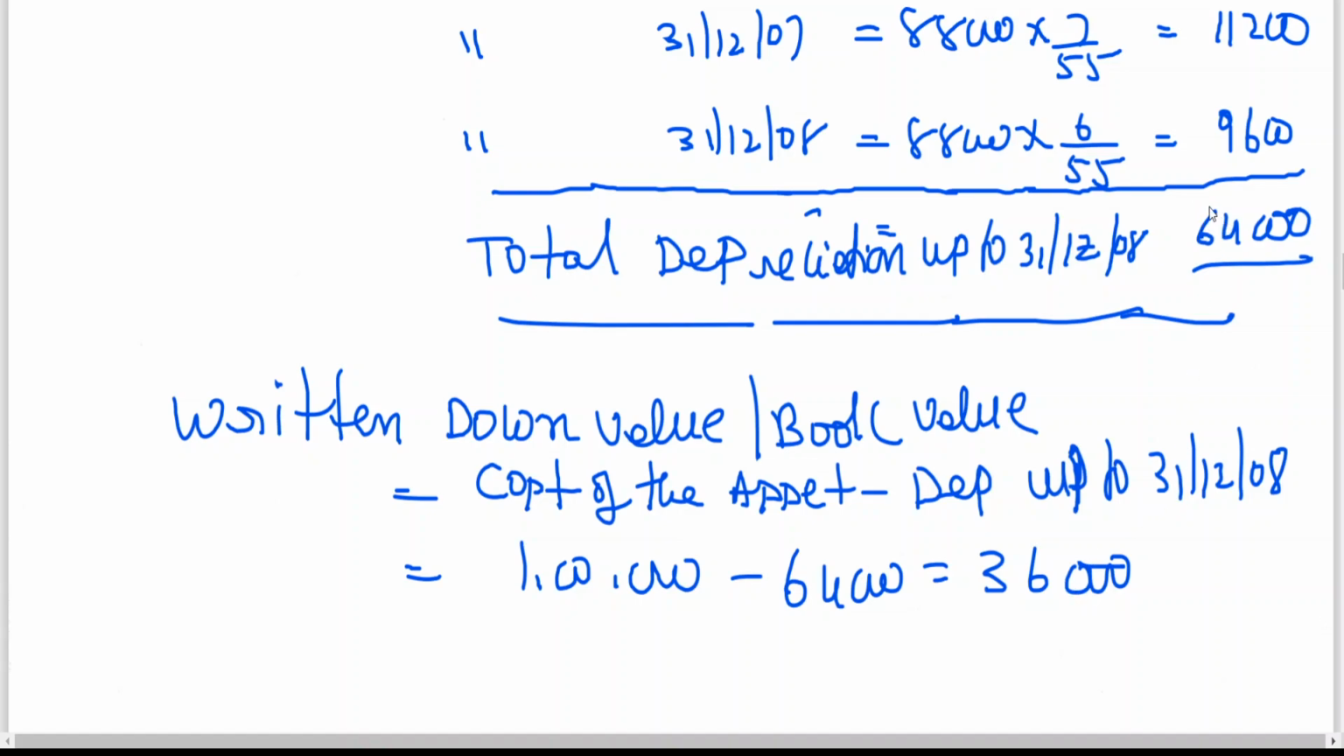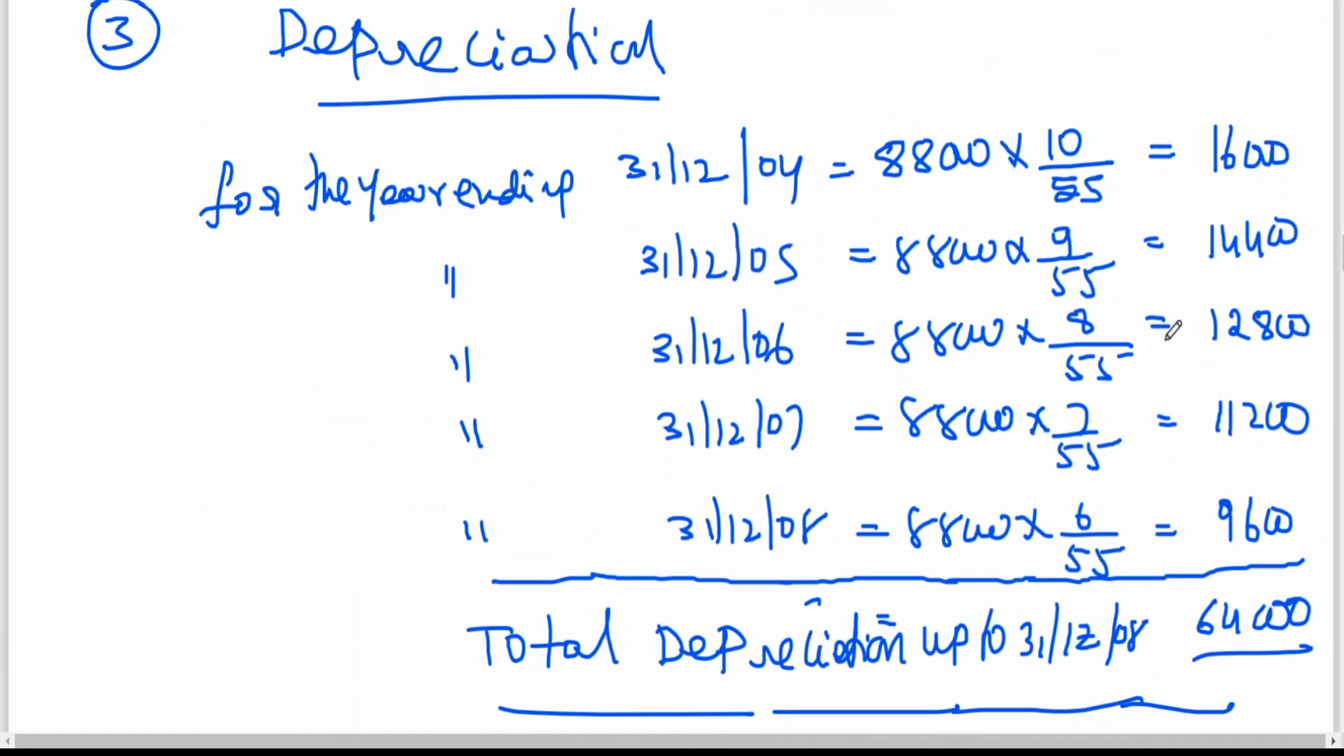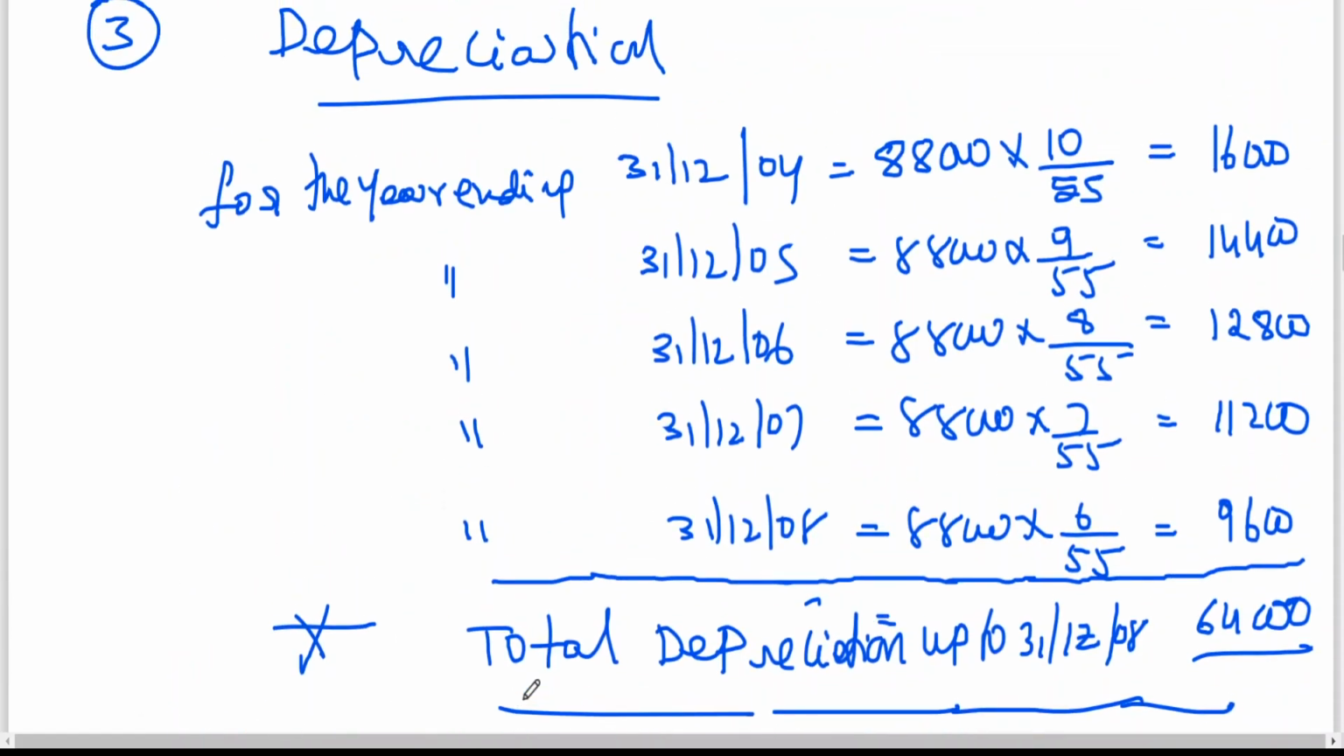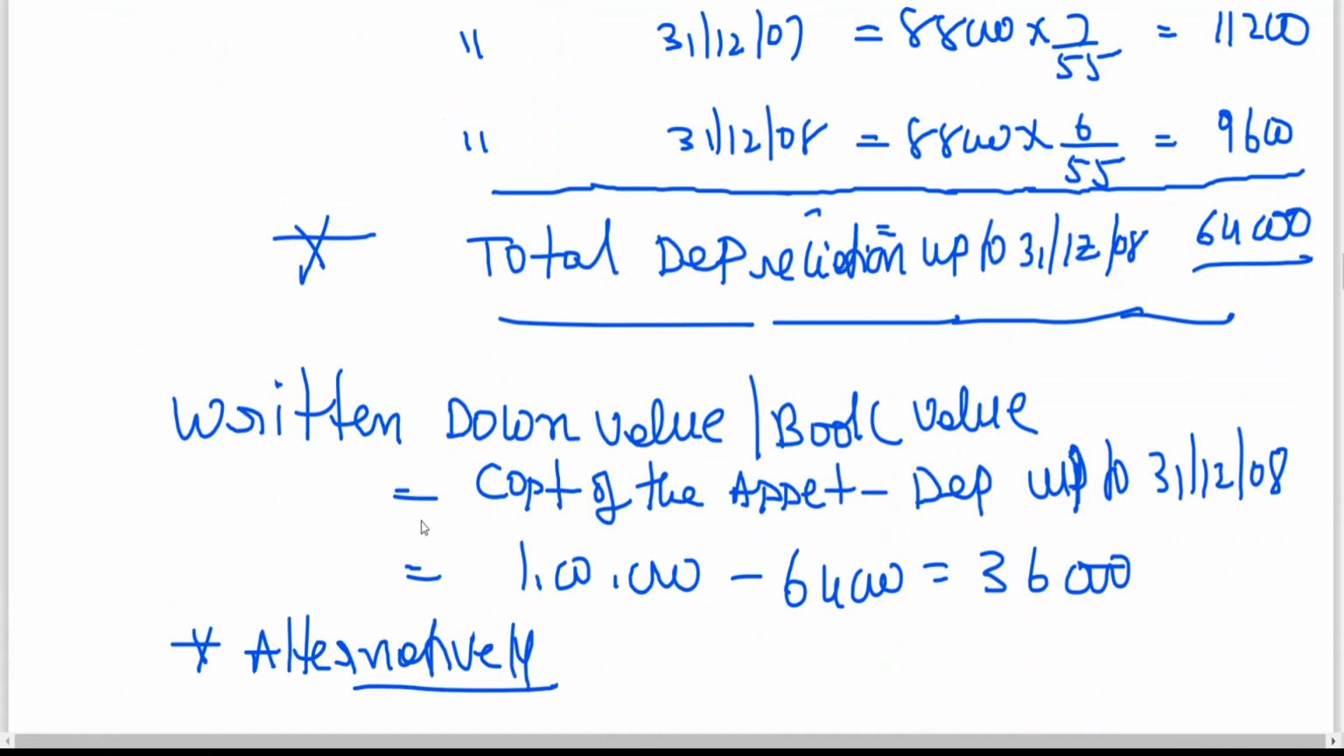Now this 64,000, instead of doing so many calculations like this, if you are clever enough, for this I am giving an alternative. What we can do, you take a calculator. 10 is the first year, no? 5 years I want, because the 6th year's beginning value I need. So 10 plus 9 for the 2nd year, 3rd year 8, 4th year 7, 5th year 6. It is coming to how much? 40.